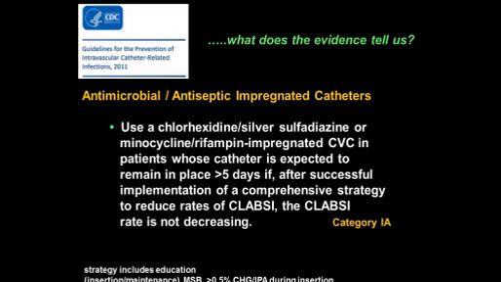And this is the 2011 CDC guidelines and their Category 1A statement on antimicrobial and antiseptic impregnated catheters. They recommend to use a chlorhexidine, silver sulfadiazine, or minocycline rifampin impregnated CVC in patients whose catheter is expected to remain in place greater than 5 days, if after successful implementation of a comprehensive strategy to reduce the rates, they're not decreasing. Now you notice that the implementation strategy, in essence, if they're going to be in not more than 5 days, would be correct, because these are all focused on the prevention of extraluminal infection. However, if they're going to be in greater than 5 days, then we need to protect both the extraluminal and the intraluminal surface.